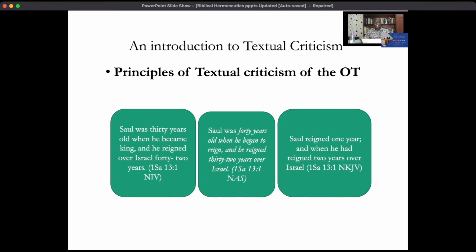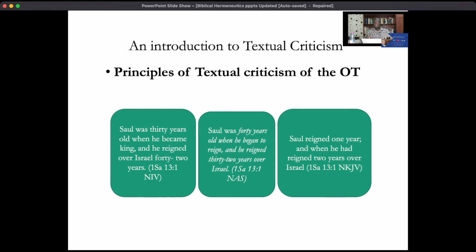The difficulty here is that in 1 Samuel chapter 13 verse 1, the NIV says that Saul was 30 years old when he became king. The NAS says that Saul was 40 years old when he began to reign. The NKJV says that Saul reigned 1 year, and when he had reigned 2 years over Israel. And so the difficulty is, what did the author write? That is the difficulty that translators are trying to address.